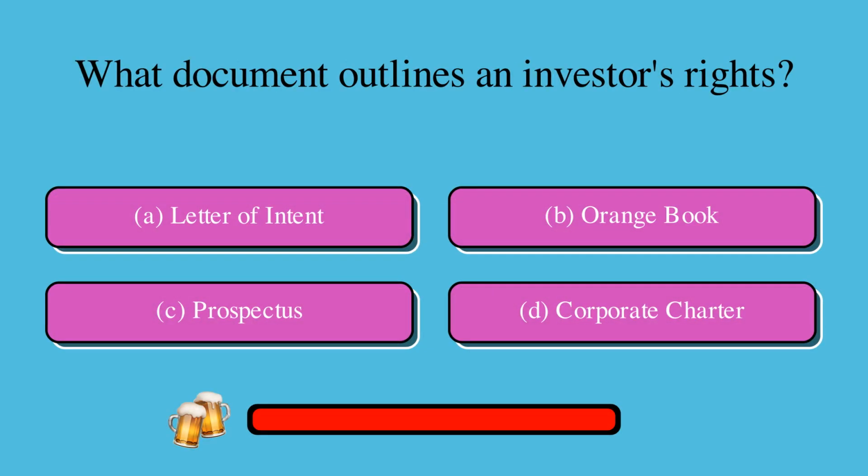What document outlines an investor's rights? Is it A. Letter of Intent, B. Orange Book, C. Prospectus, or D. Corporate Charter? The correct answer is C. Prospectus.